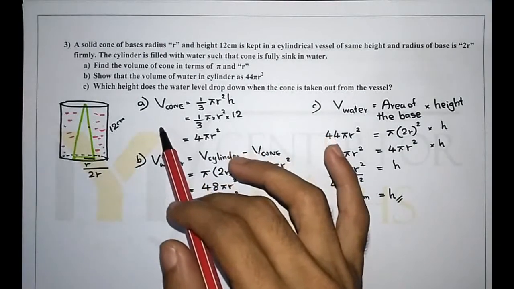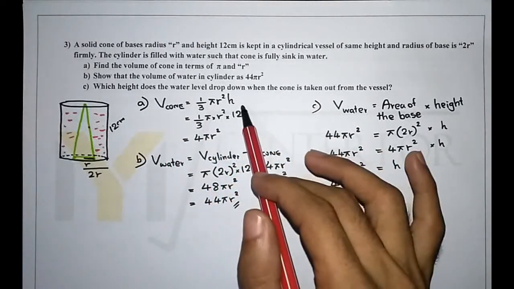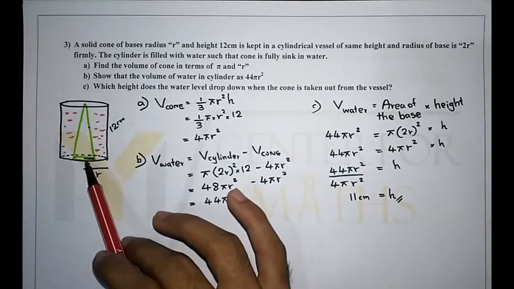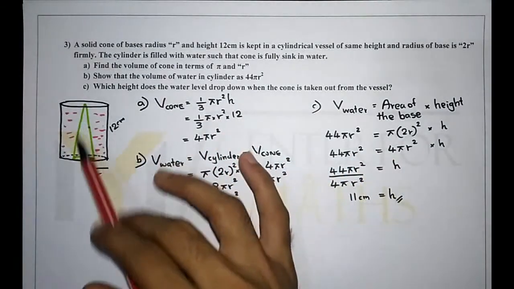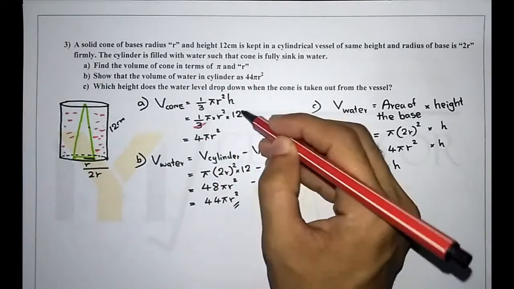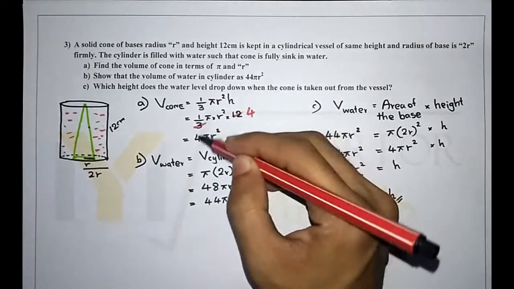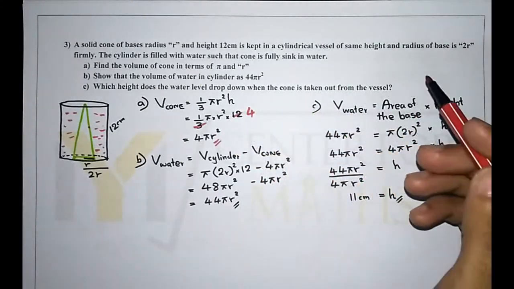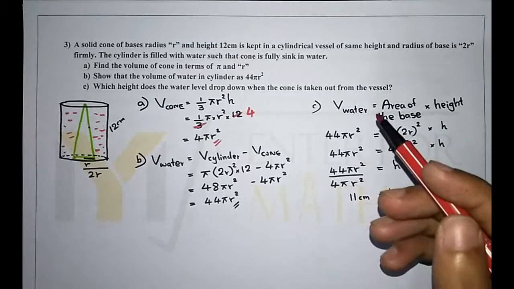Find the volume of the cone in terms of pi and r. So how to find the volume of the cone? Here the formula is one third pi r squared h, and the radius of the cone is r and the height is 12. So I substitute them, and now 3 and 12 we can cancel, and that's 4. So 4 pi r squared is the answer.